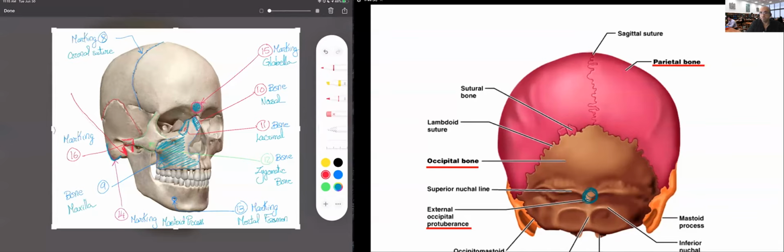All right. And yeah, so we skipped number 16 here. 16 marking, it's my zygomatic process. For 16, it's the zygomatic process. 16 is a zygomatic process, yes. All right. Any questions?